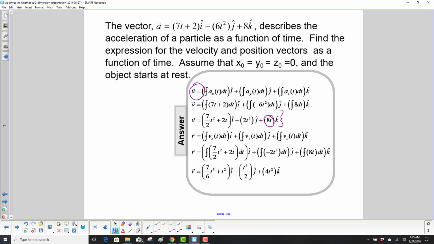The next step is to find position. And position is r. And then we have the various different velocities that we're integrating in the x direction, the y, and the z. We carry out all the different math. And here's our answer for position. And of course, this here is our answer for velocity.